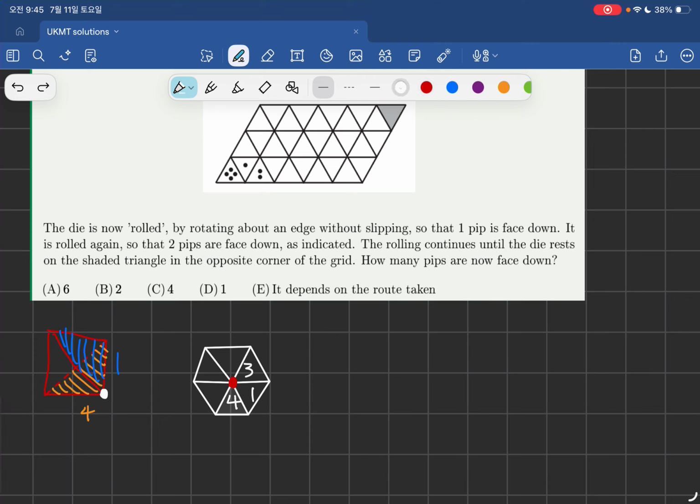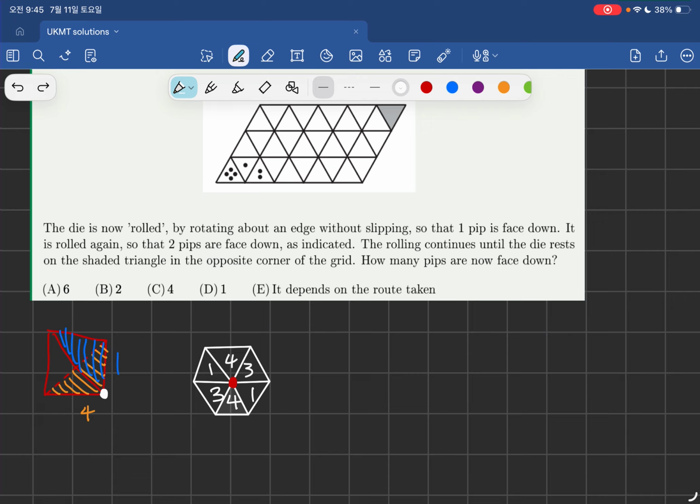And then if we roll it again, we're going to have 4 again, because 2 cannot show up. So, and then we have 1, 3 again. Now we see a little bit of a pattern here. If we rotate about one vertex, then there can be only 3 numbers around that vertex.